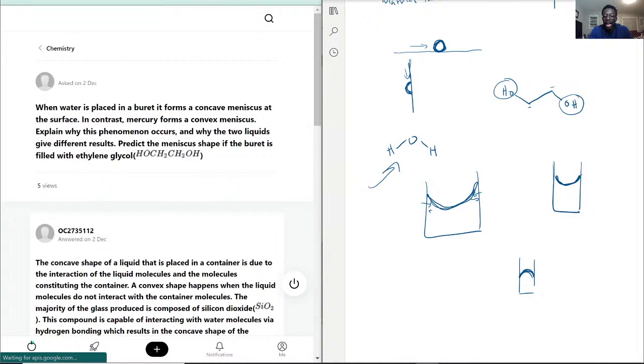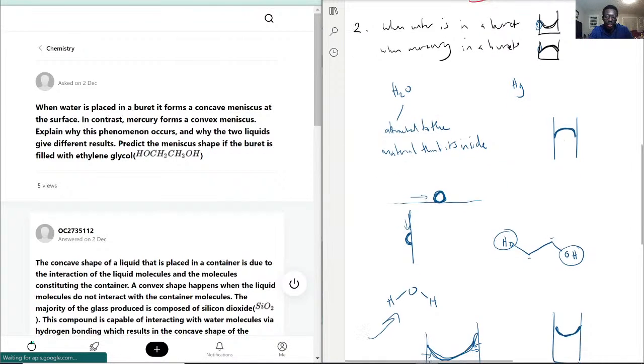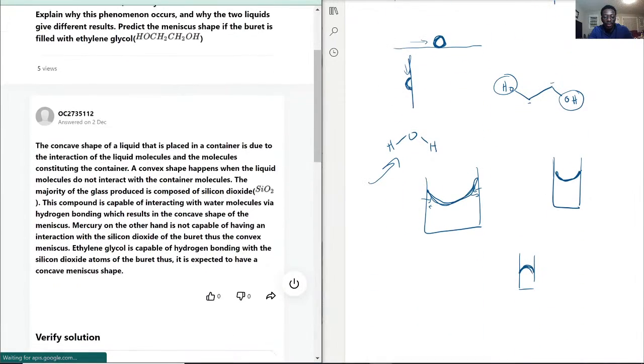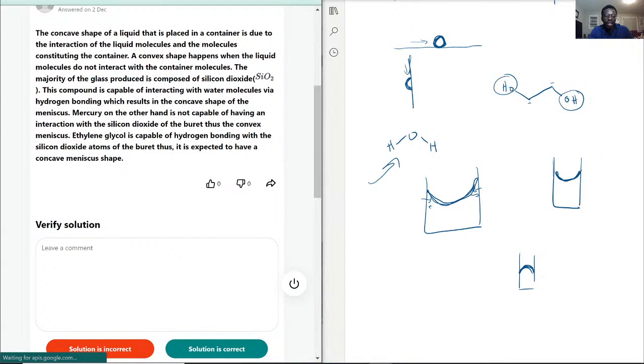So that is the explanation for water versus mercury and what would happen with ethylene glycol. This is more of a theoretical question, but nonetheless, hopefully this provided some light on how to explain it. With that being said, let's check the answer. Concave shape is due to interaction between the liquid and the molecules in the container. They actually say what the buret is most likely composed of.